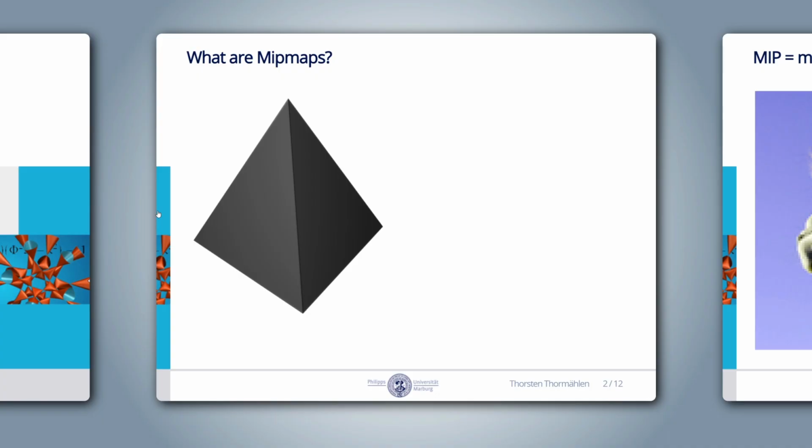Today we talk about mipmaps and how they are used for texture filtering in computer graphics. Furthermore, we will demonstrate the implementation in GLSL. So what are mipmaps? Mipmaps represent a resolution pyramid.